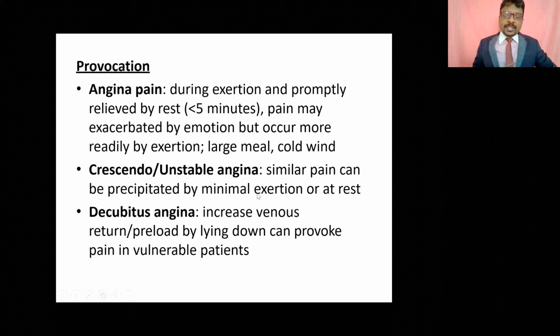The next one is unstable angina, also called crescendo angina. This is a similar pain, precipitated by minimal exertion or occurring at rest. So they get the pain in the exertion period, and they may also get it at rest. Then decubitus angina, which depends upon position. Increased venous return or preload from lying down can provoke the pain in vulnerable patients. So with position change, they may get pain symptoms according to the venous return or preload. These are the provocations we can find.